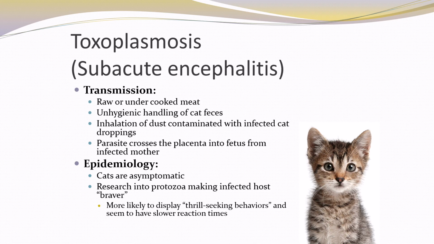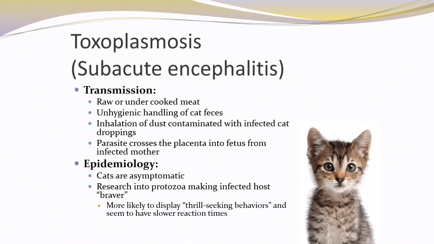However, when it comes to prey animals like mice and rats, they usually have some type of behavioral change, which is very odd for a protozoan. It causes a behavior change. And this is not the first time, or this is the first time we're talking about a behavior change, but it's not the last. So what this protozoan will do is make mice braver or thrill-seeking.